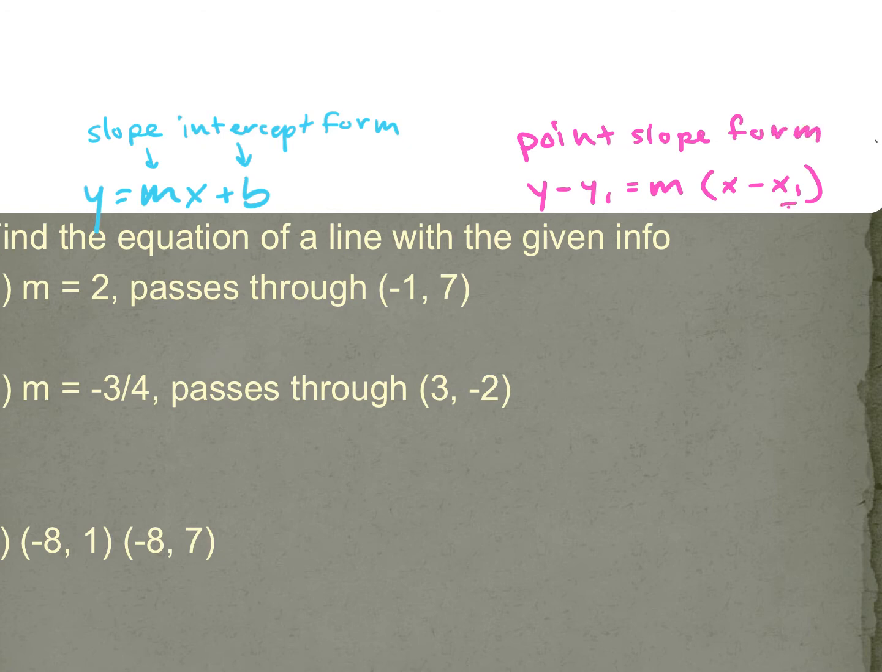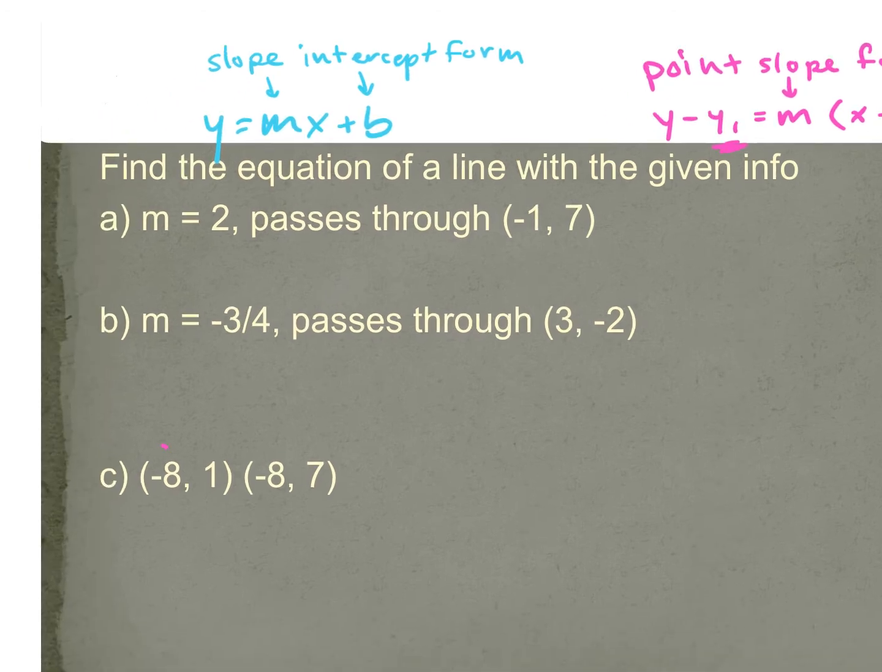Because we have a point which would be x1, y1 and the slope which is m. Could you use y2 and x2 in substitution? Does it have to be the y1 and x1? You could use y2 and x2 as long as you're consistent. So for this one, if this is x1, y1, x2, y2, when plugging it into point-slope form, you could plug in either point.